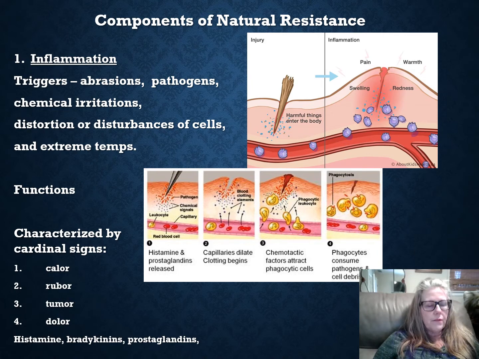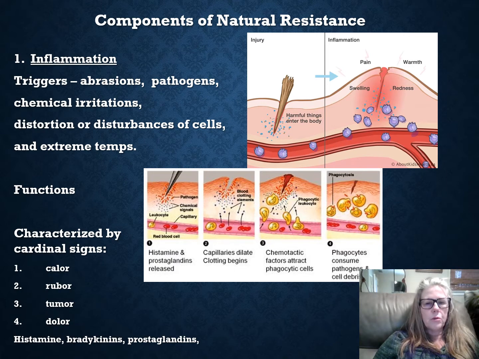Now, inflammation has some cardinal signs. If you've never heard of cardinal signs before, this is what is indicative of a particular concept. So cardinal signs of inflammation are signs that are attributed to inflammation. There are four. One is calor. Calor means heat. Think of calorie. So when a tissue is inflamed, it is actually putting off heat.